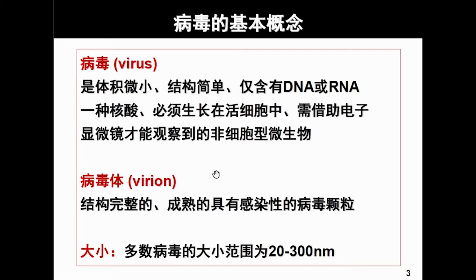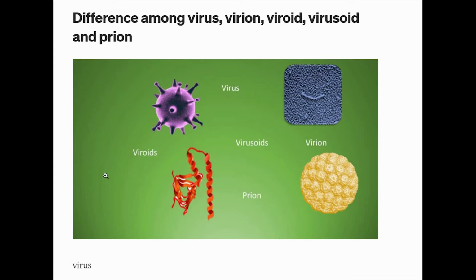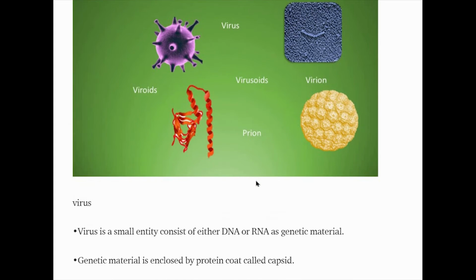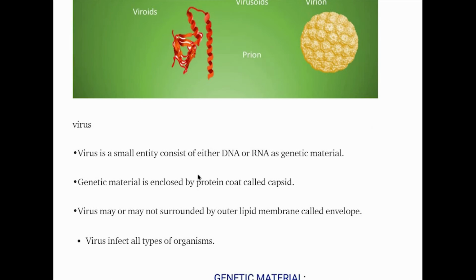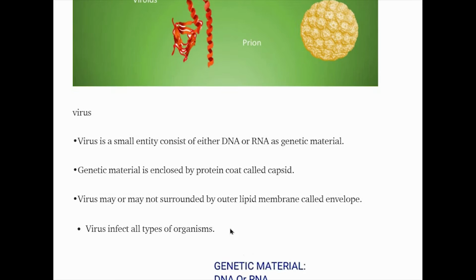For example: virus, virion, viroids, virusoid, prions. So what are all these? Let's discuss that first. Viruses are those which contain DNA or RNA, and it is encoded by a capsid.